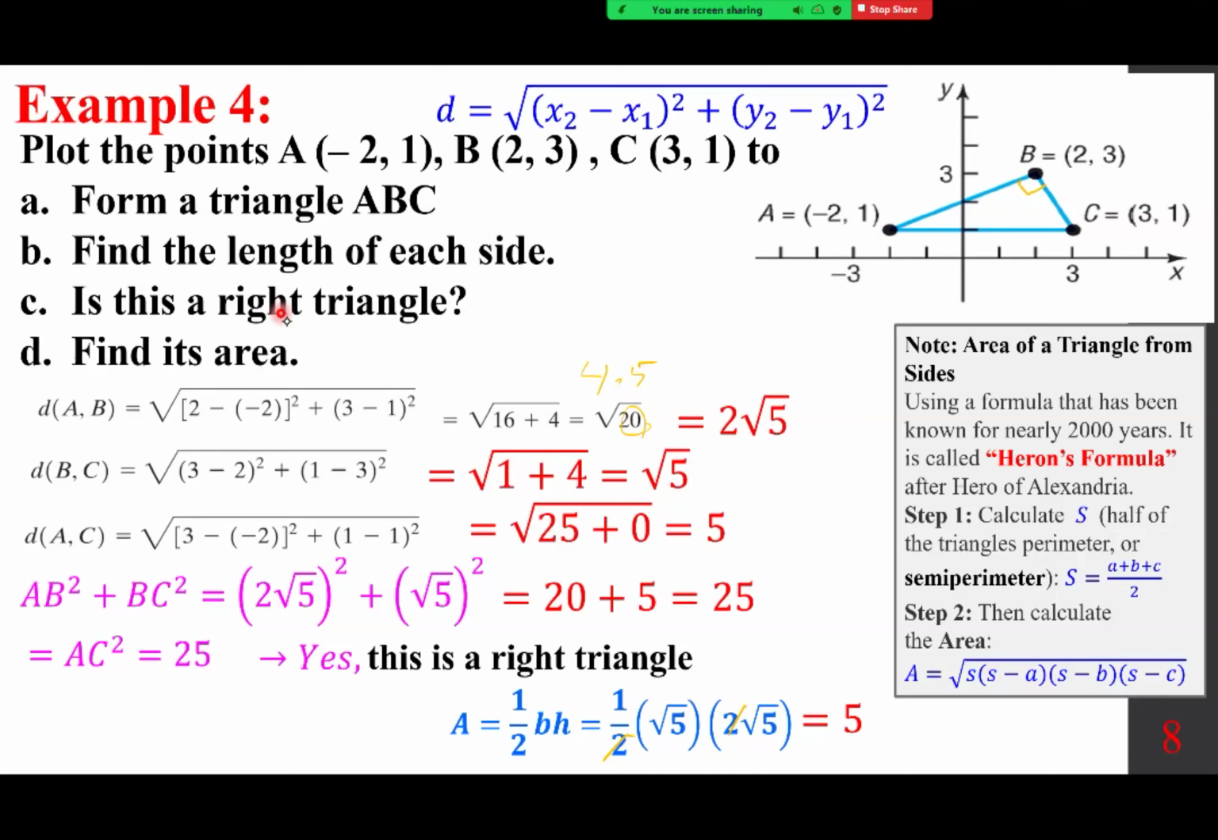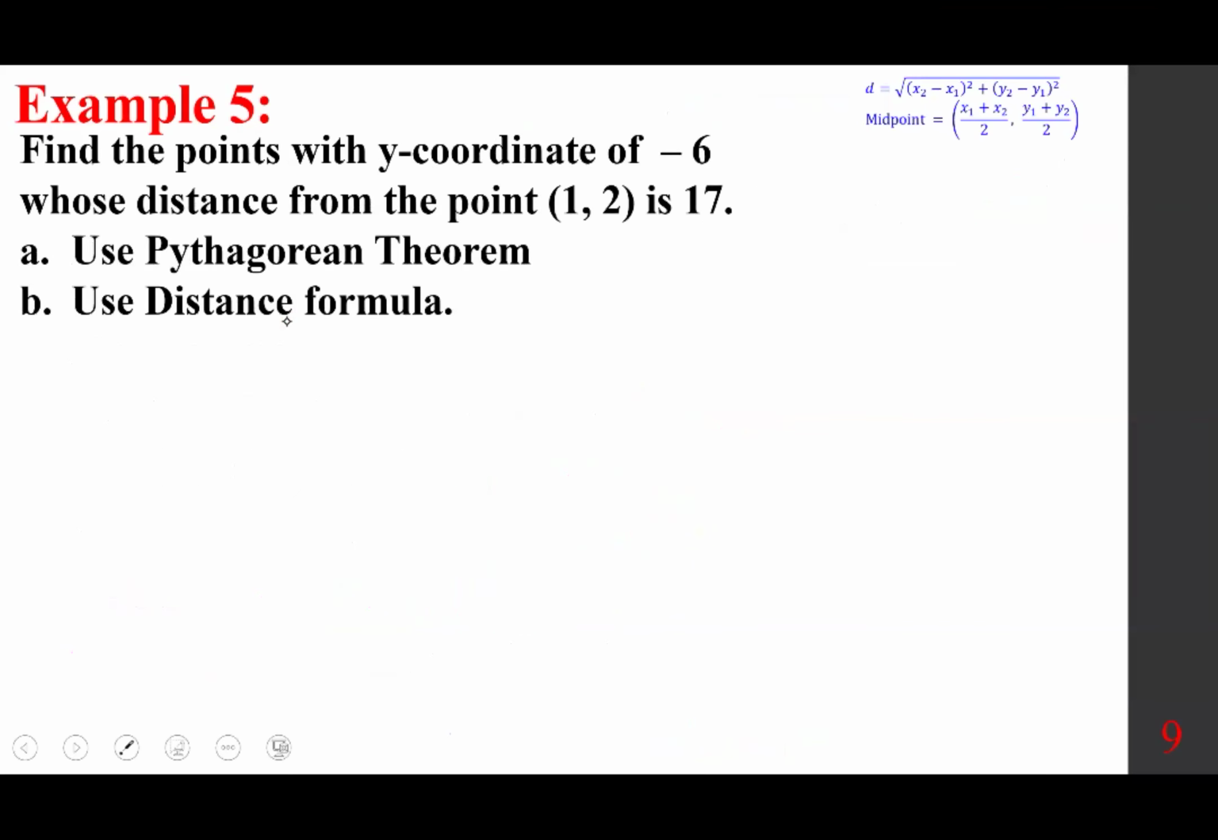So that makes it much easier. Find a point with y coordinates of -6 whose distance from the point (1, 2) is 17. Use the Pythagorean theorem, use the distance formula.